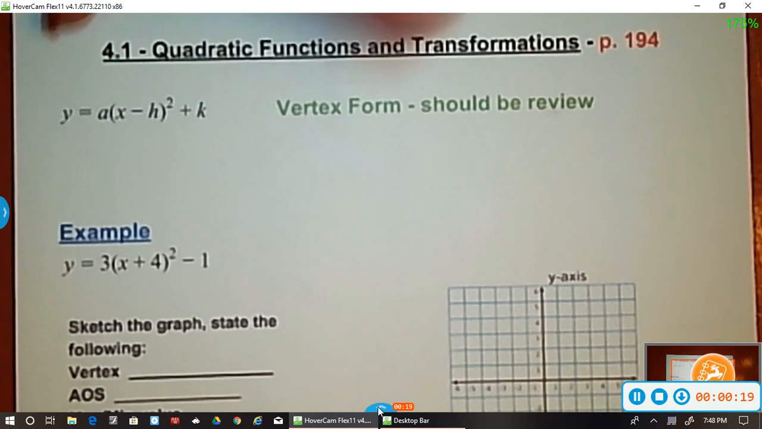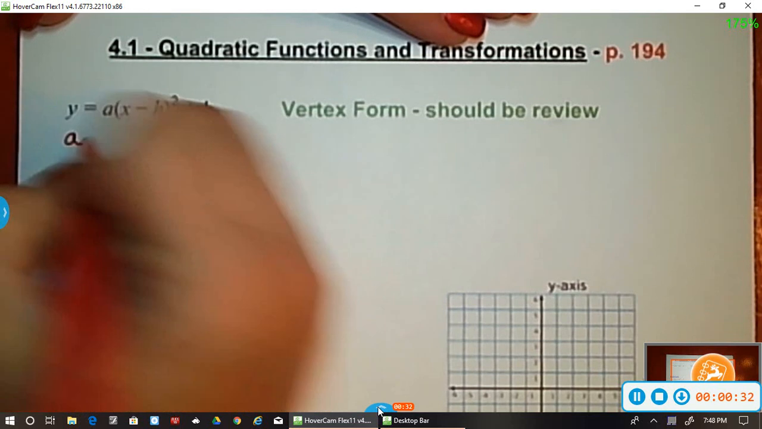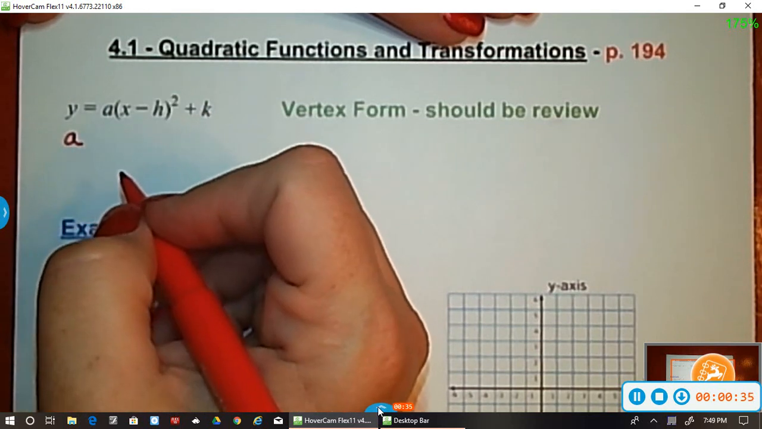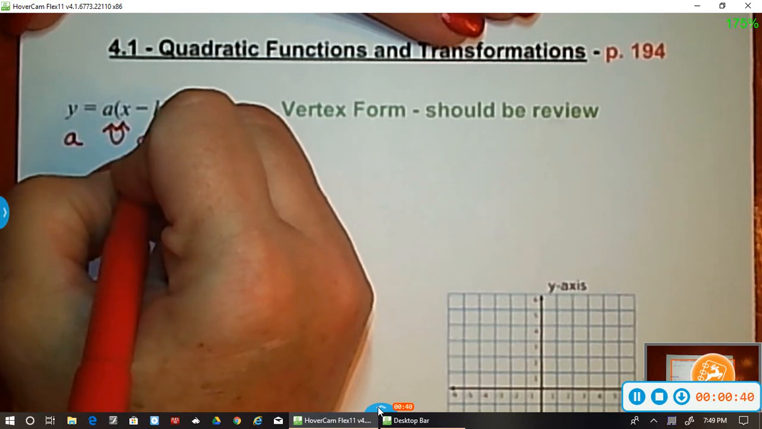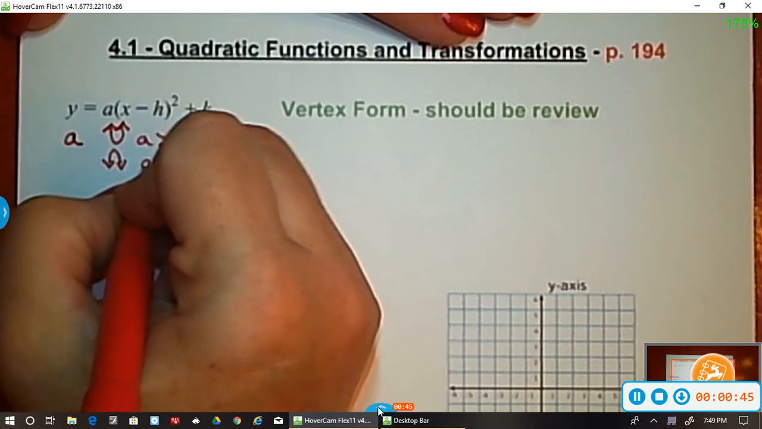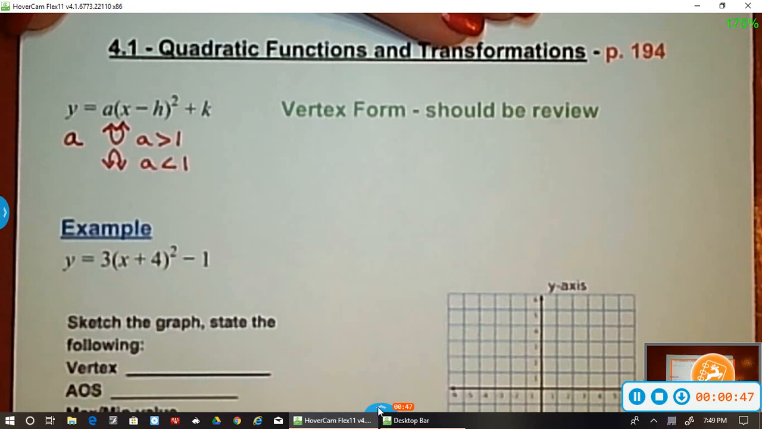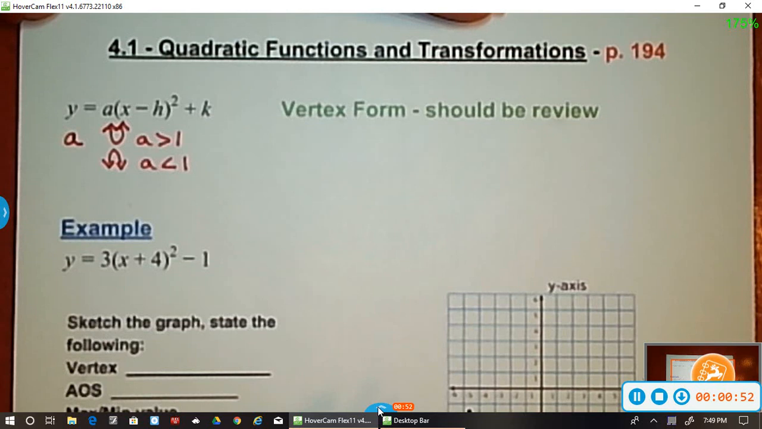Alright, we're going to start out with vertex form for a quadratic function. This should be review. This was in chapter 2 when we talked about common functions. What I need you to remember here is that your A tells you which direction this is going to open. It's going to open up if A is greater than 1. It's going to open upside down if A is less than 1. The other thing that A tells you is how wide it's going to be, whether it's going to be normal or wide or skinny.